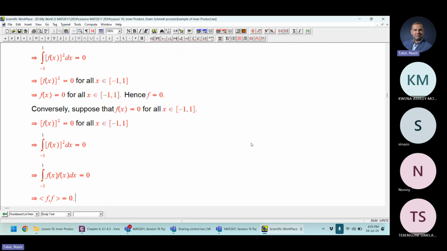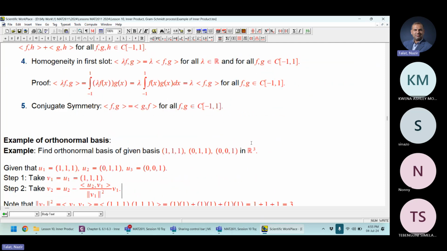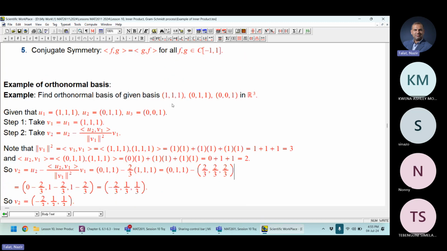Here there are some other examples of how to use the Gram-Schmidt process to find the orthonormal basis. Here you can see that we have these three vectors in R3, so take U1 is equal to the first one, U2 the second, U3 is equal to the third one. So apply the Gram-Schmidt process, because Gram-Schmidt always converts the given basis to an orthonormal basis. First we find V2, which is U2 minus the inner product of these terms. And then by computation we will get the value of V2.